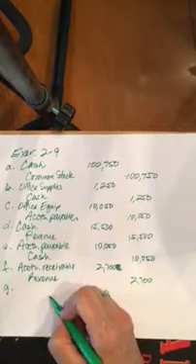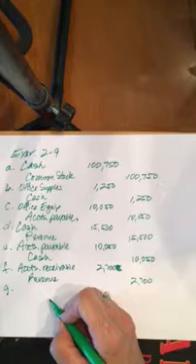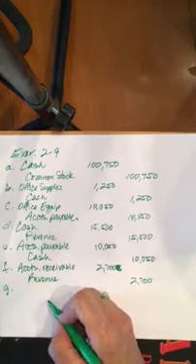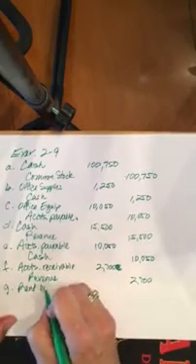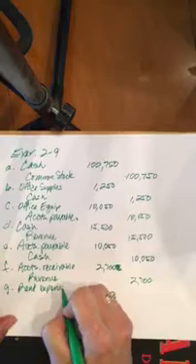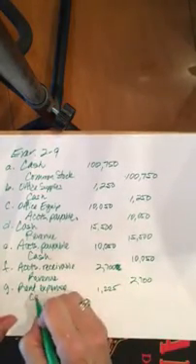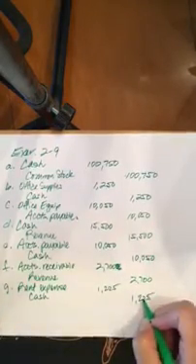Okay, G, the company paid $1,225 cash for the monthly rent. Okay, it's just for a month, so we're going to call it rent expense, $1,225. It said we paid it cash, so $1,225 taken out of cash.